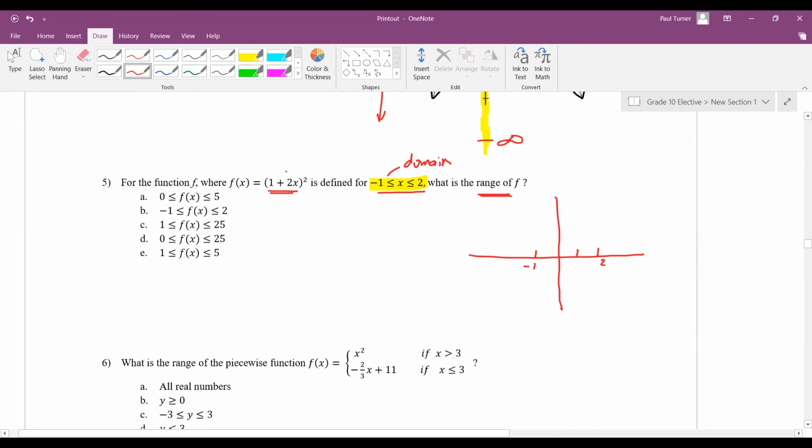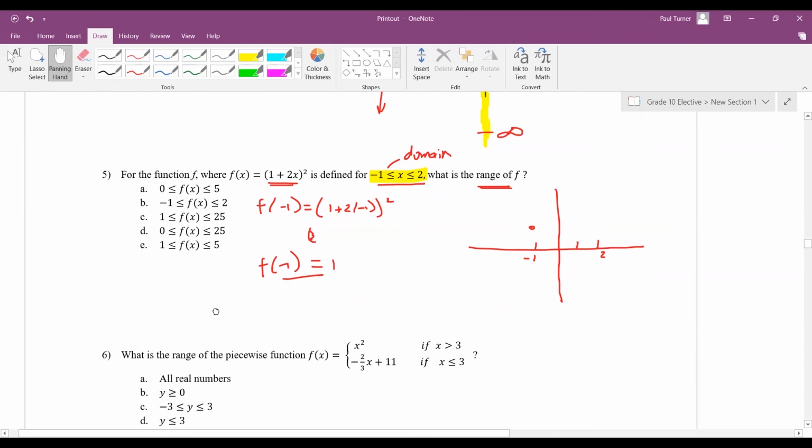So if you put -1 in here, you'll get 1 plus 2 times -1 squared. -2 plus 1 is -1 squared is 1. So you'll get 1 here. So f(-1) is 1. Then you'll need to get a graph. You'll get some graph here. And then you can get your range. And it will be one of these here. So you can do that one yourself. But it's a quadratic.